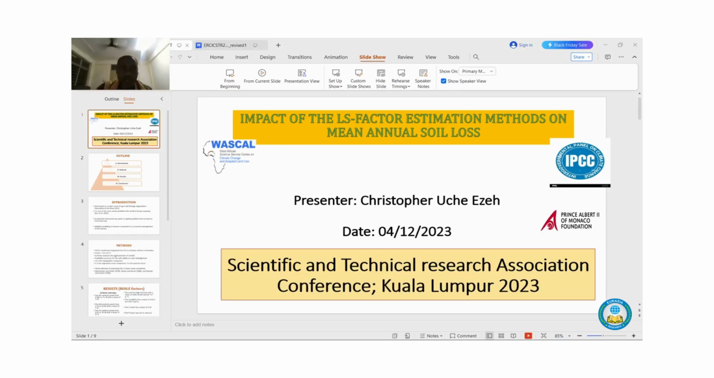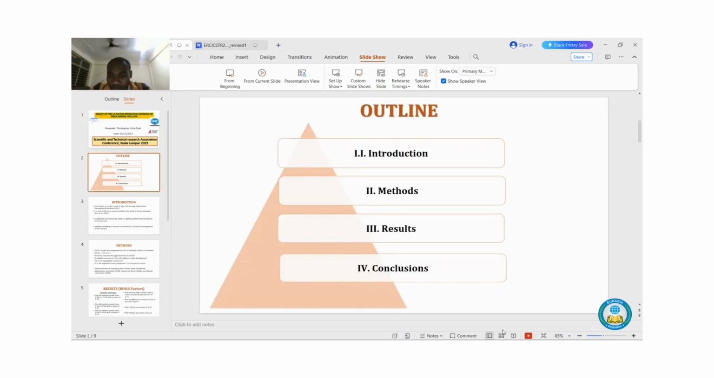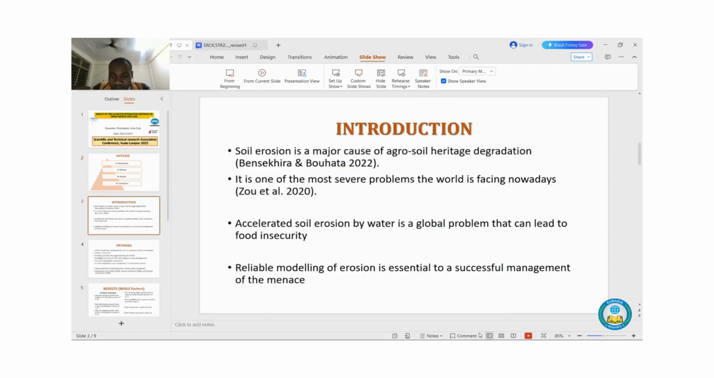Well, dear participants, you are welcome to this presentation titled The Impact of the LS Factor Estimation Methods on Mean Annual Soil Loss, presented by Christopher Ucheze on 4th December 2023 at the Scientific and Technical Research Association Conference, Kuala Lumpur 2023. The outline: introduction, methods, results, and conclusion. Soil erosion is a major cause of agro soil heritage degradation, according to Besekira and Bohata 2022.